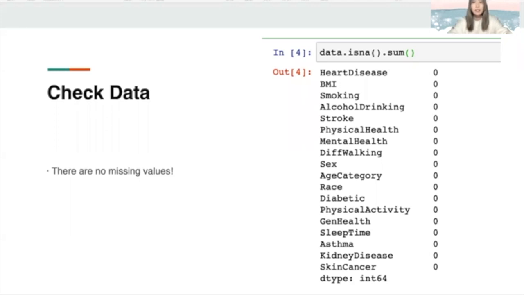Surprisingly, the data set is clean and there are no missing values, so we did not need to do anything or use a method like fillna.